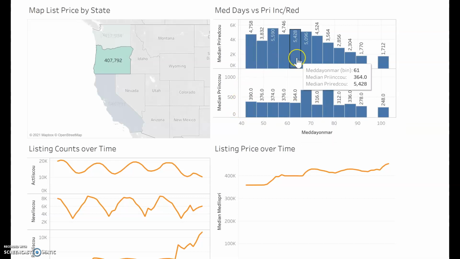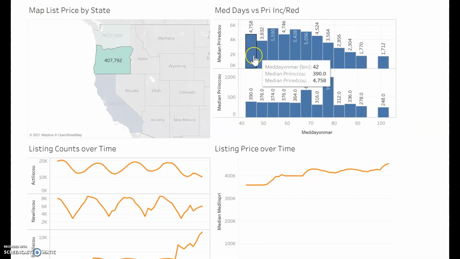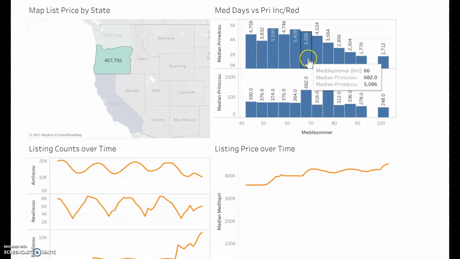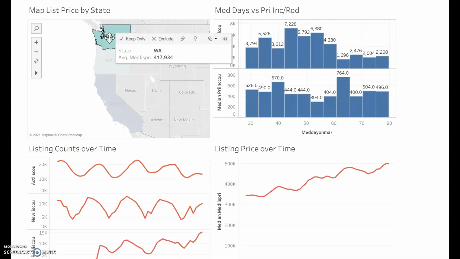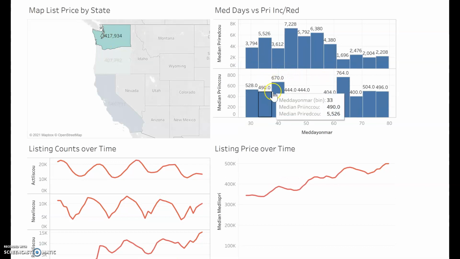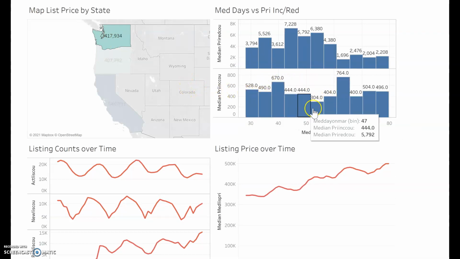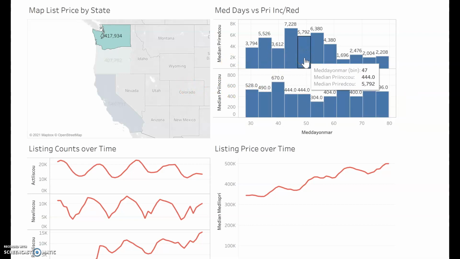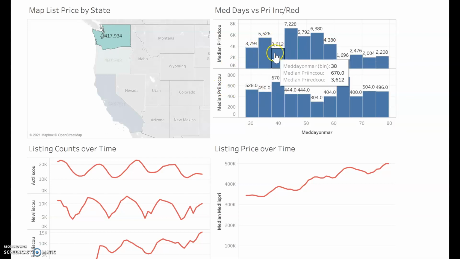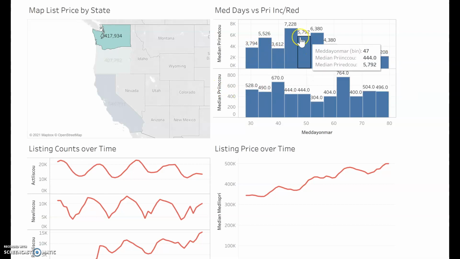And then the reductions are much larger than the increases, at about 4,000, 5,000, with some lows around the low 1,000s. And then Washington, again, is much more similar to Oregon in terms of a much smaller price change than in California, with their increases ranging from about 300 to 700, and their reductions are again also larger than their increases. And the reductions go from about 2,000 up to 7,000 at some points, depending on how long the house has been on the market.